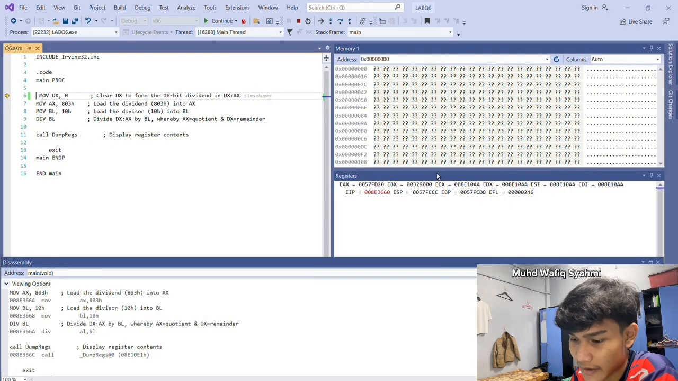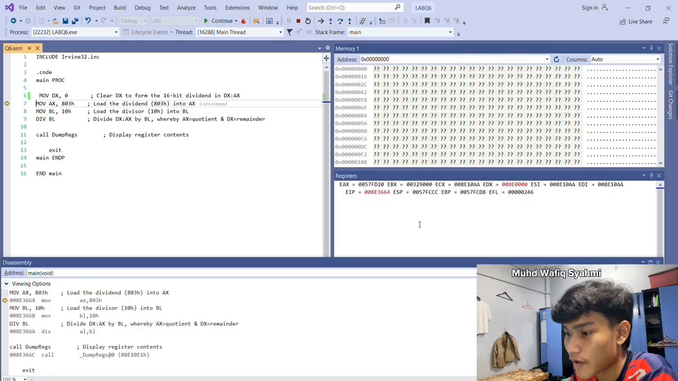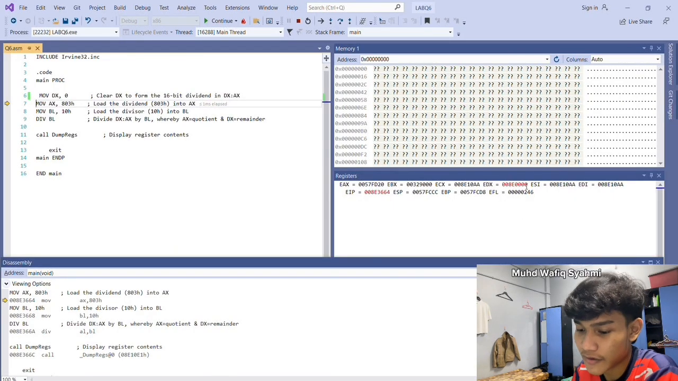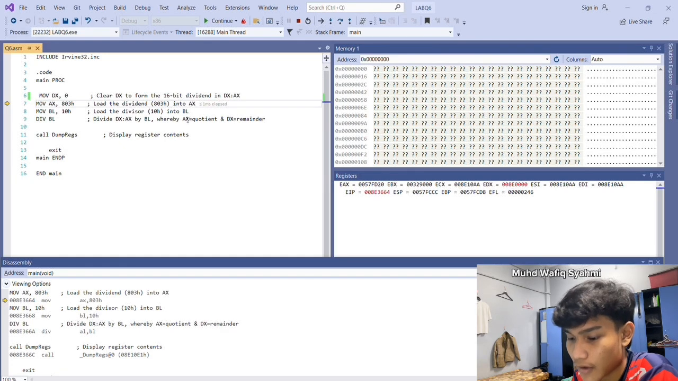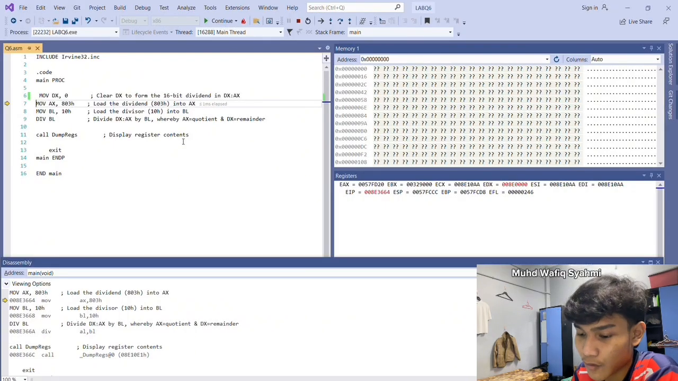Then hexadecimal conversion: 803h equals 2051 decimal. Then after execution, we get ax equal to 0803h and dx equal to 0000h. Then the dividend is now stored in DX:AX. So DX:AX equals 0803h, which equals 2051 decimal.